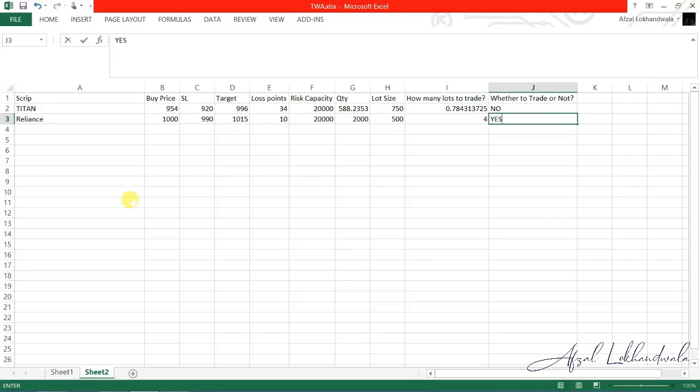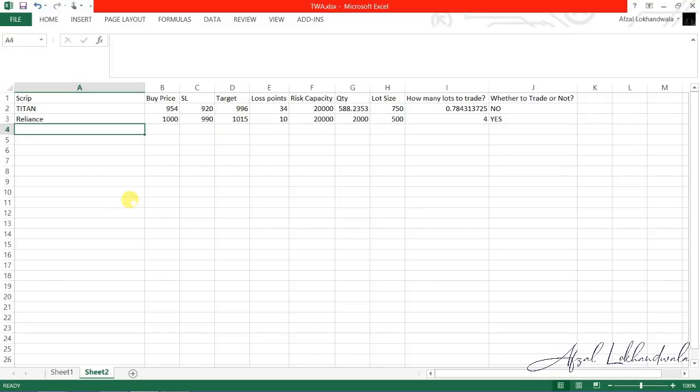Whether you will take this trade? Yes, I will take this trade. Now if I buy 4 lots of Reliance, it means I am buying 2000 quantity. If the trade goes into loss, the maximum loss here will be 2000 multiplied by 10, that is 20,000. So this trade is fitting within your risk limit and you are supposed to take this trade.